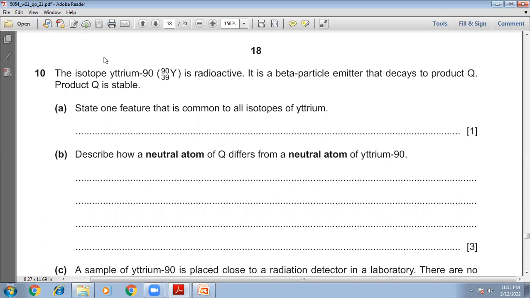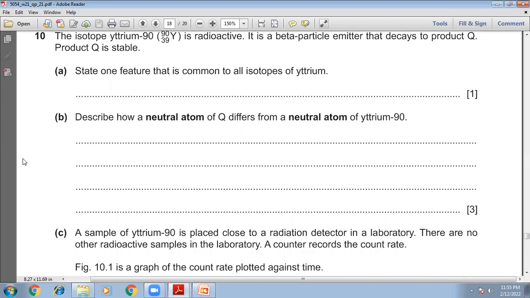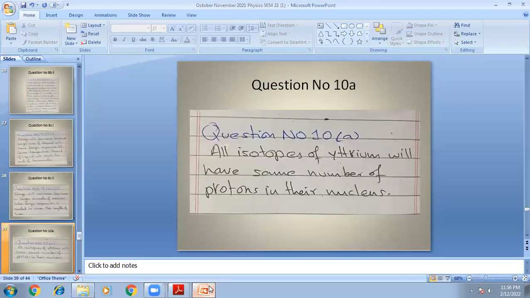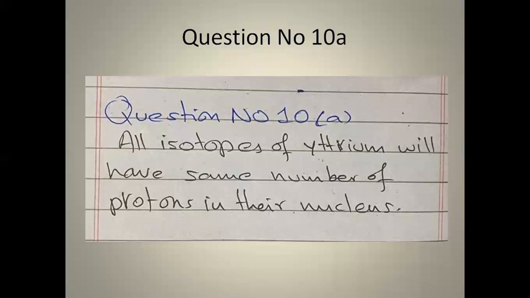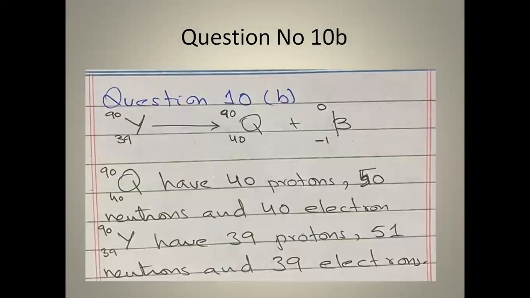All the isotopes. Then the B part is, he says, describe how a neutral atom of the Q differs from a neutral atom of the yttrium 90. So let me show you, because it emits a beta particle. So here we go. That's the answer for the first part. All isotopes of the yttrium will have the same number of protons in their nucleus.